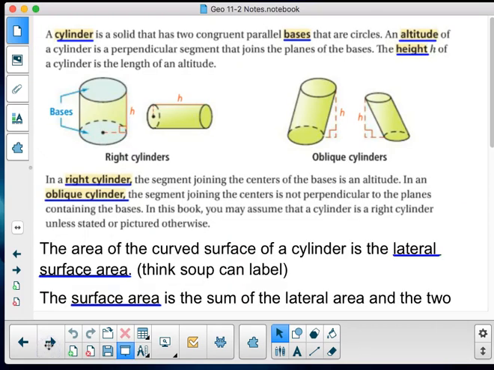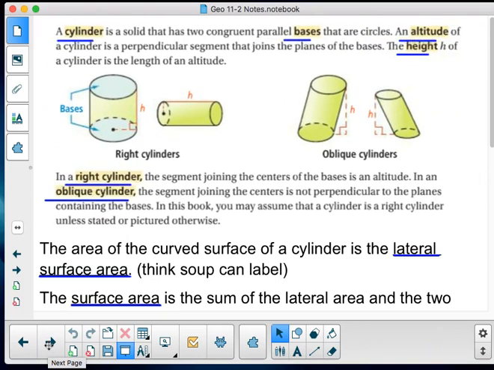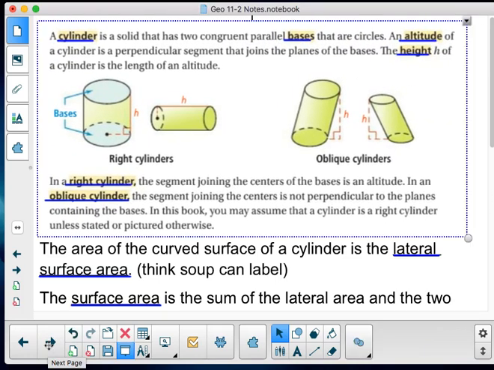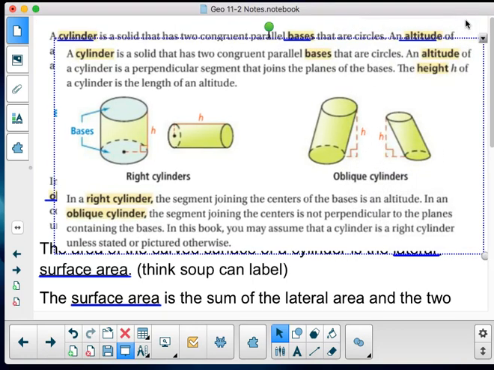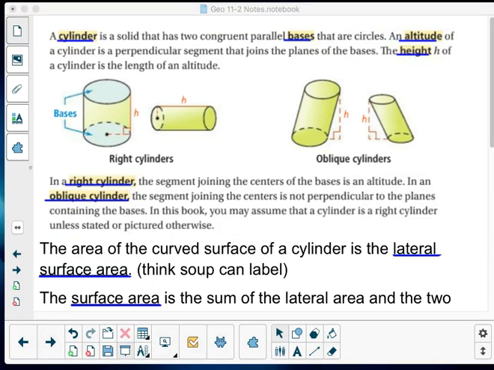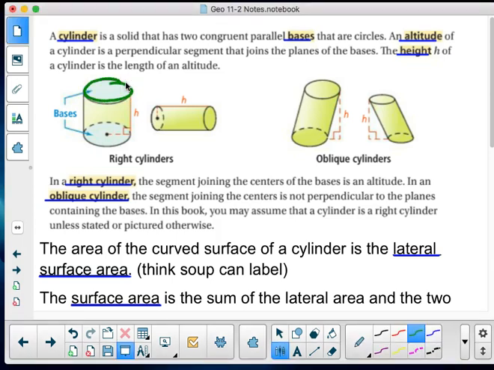Okay. Now, a cylinder is a solid that has two congruent parallel bases that are circles. And if you notice, this is my base, this is my base, that's a base. So remember, the height is the distance between the two bases. And in my oblique cylinders, it's okay that it's slanted.